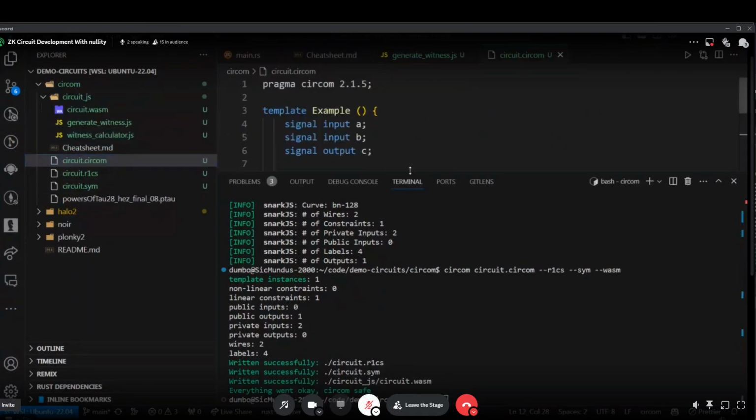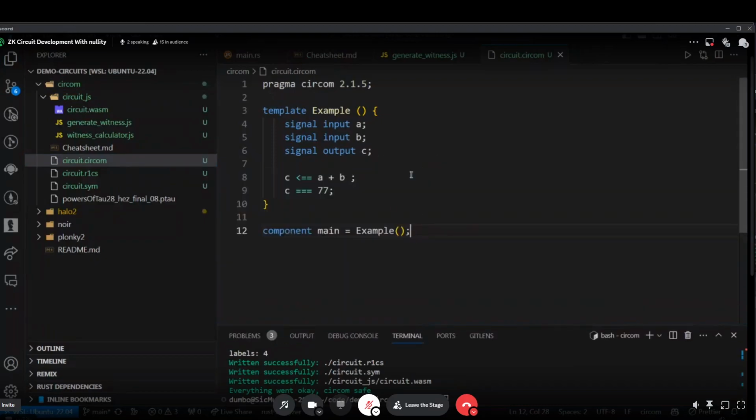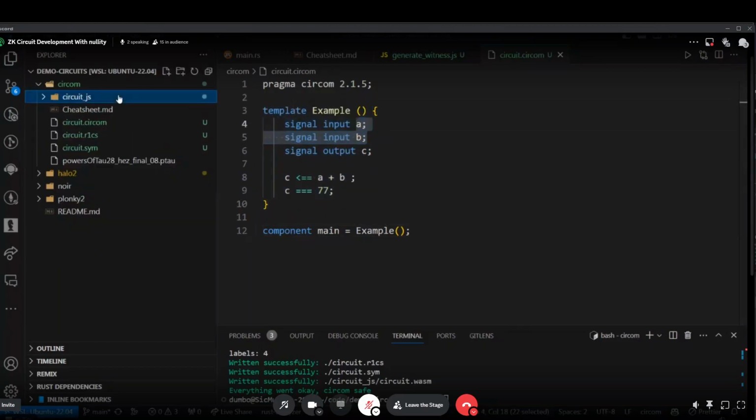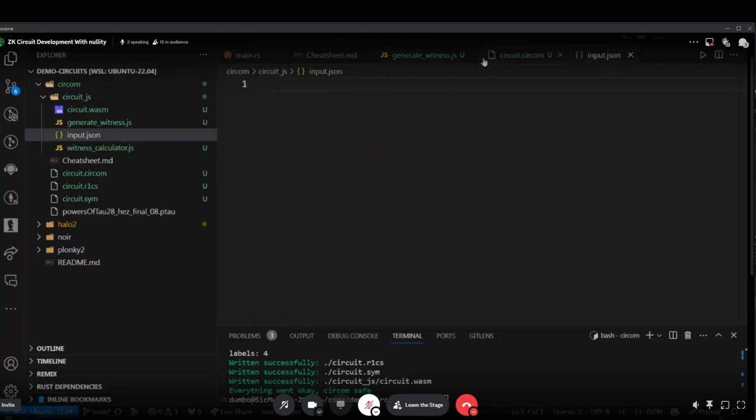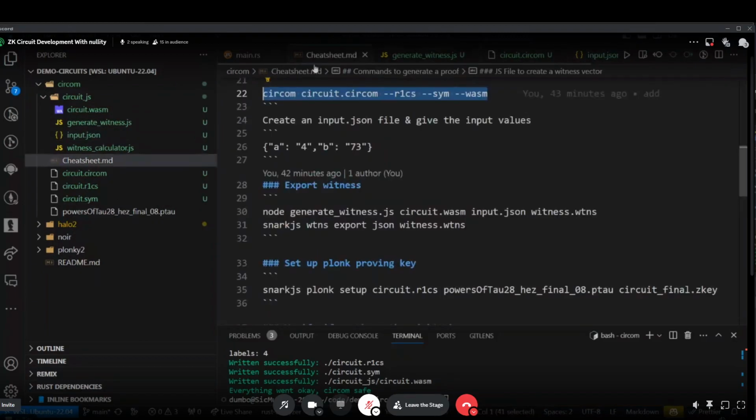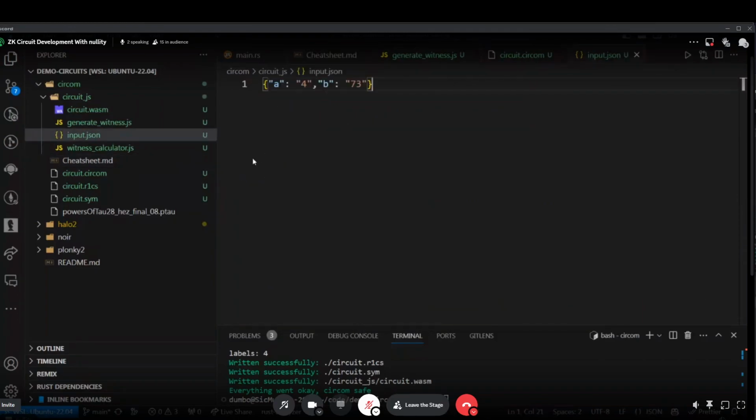So if you see here, we just have our circuits and our inputs. The values for A and B are nowhere to be found. So what we could do is go and create input.json and specify our inputs in this way, like a JavaScript object.